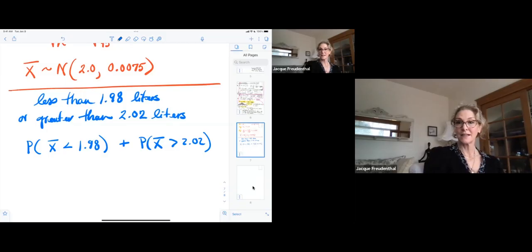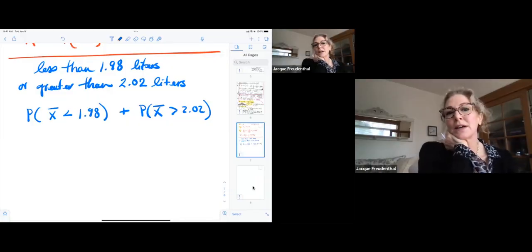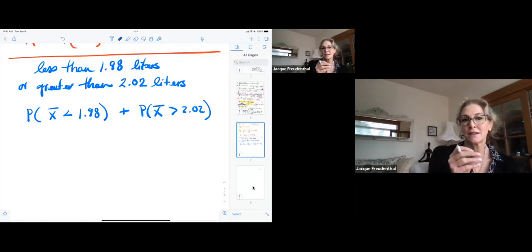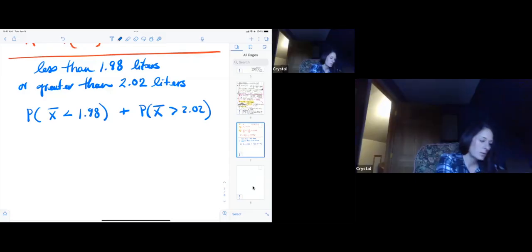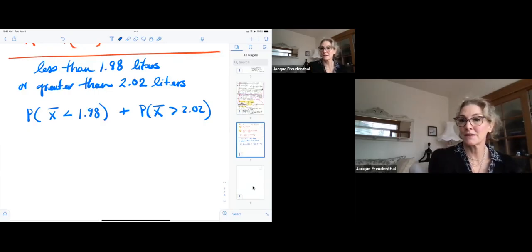Does that make sense? No, what I wrote is the probability that 1.98 is less than X is less than 2.02. Is that the same thing? It is the same, but we always write the variable first, because we're talking about the value of the variable. So the variable is less than 1.98, or the variable is greater than 2.02. Technically they're the same, but mathematically it's more standard.